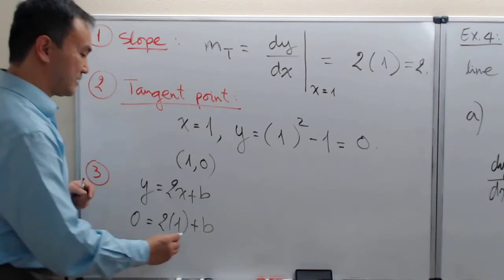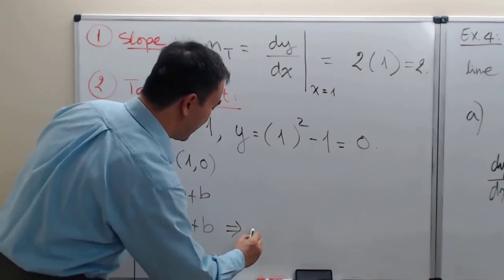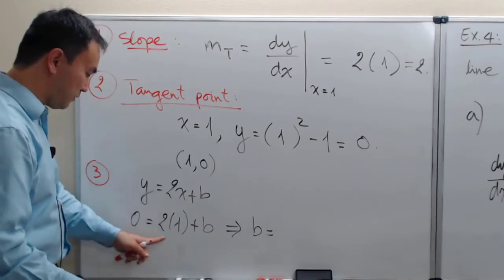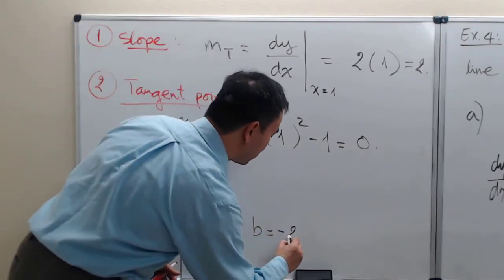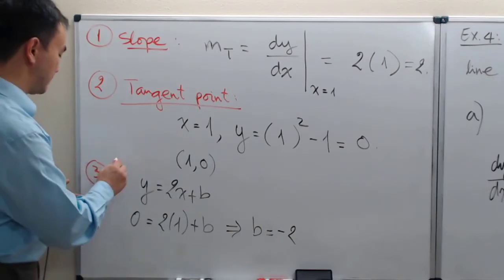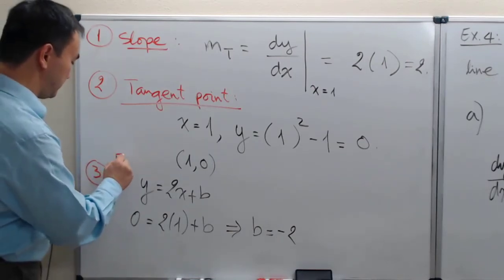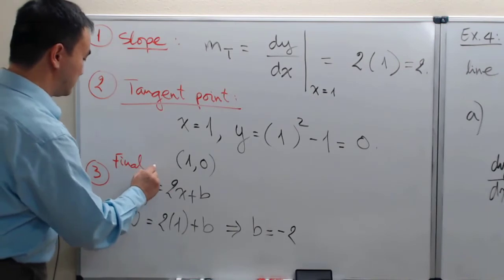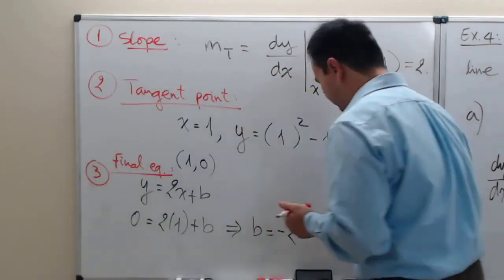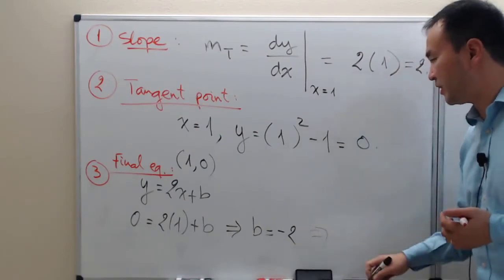Okay, and so my b value is directly found with a quick calculation: we subtract 2 from both sides here, and so b equals -2. And so now our final equation. So we get that final equation.